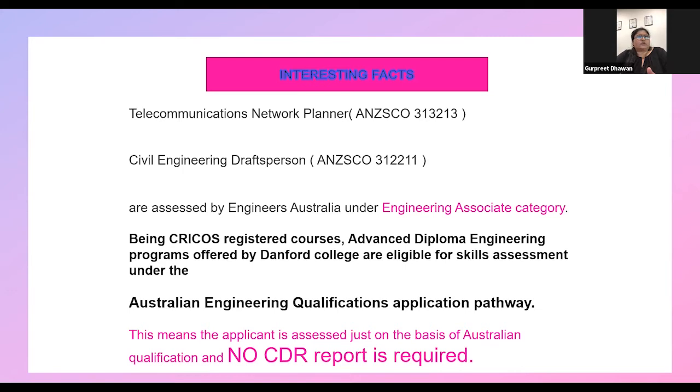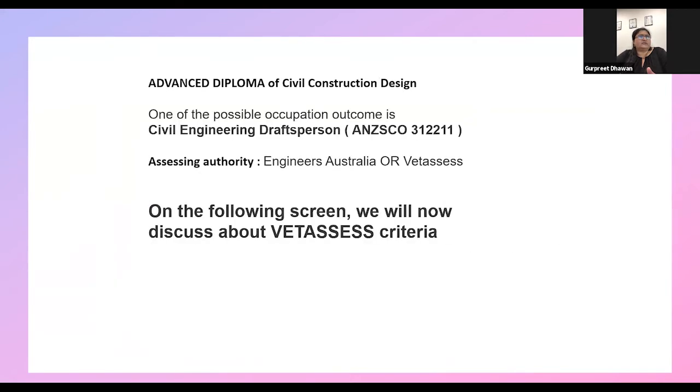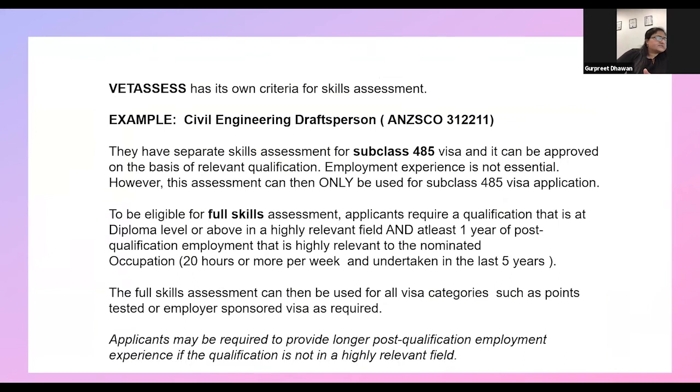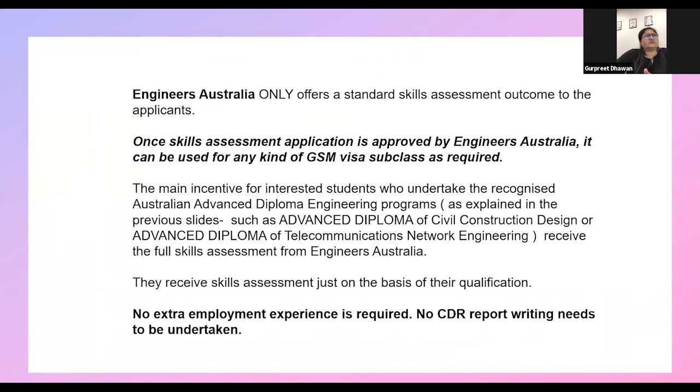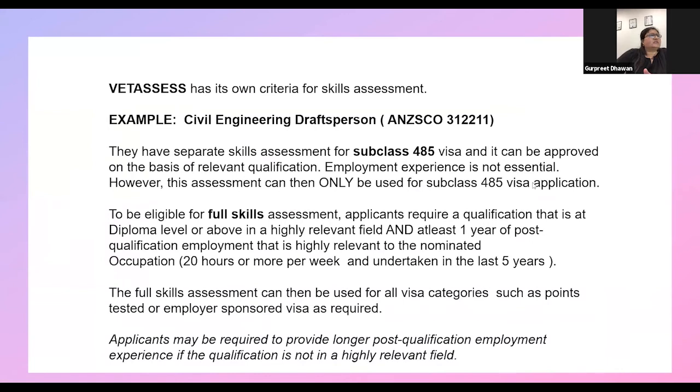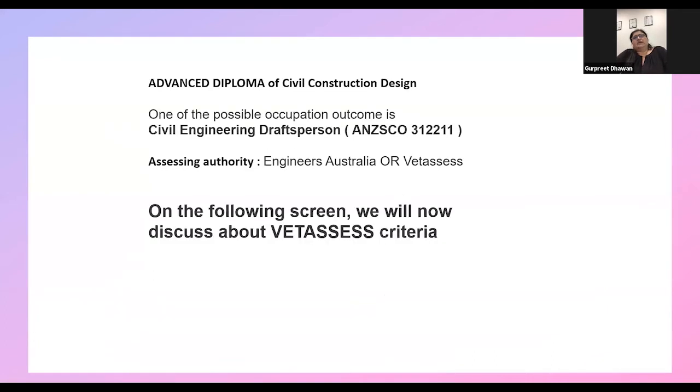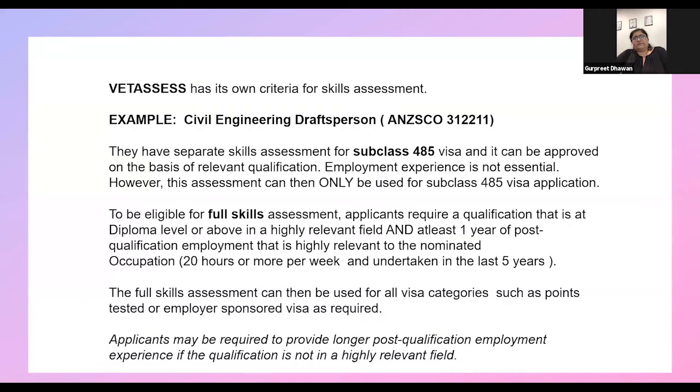Melida, can you please go forward on screen, to screen 14. So that was the explanation about Engineers Australia and how they assess the Advanced Diploma of Civil Construction Design. Let's discuss the second body, which is Asees. They have their own criteria to assess this Advanced Diploma of Civil Construction.